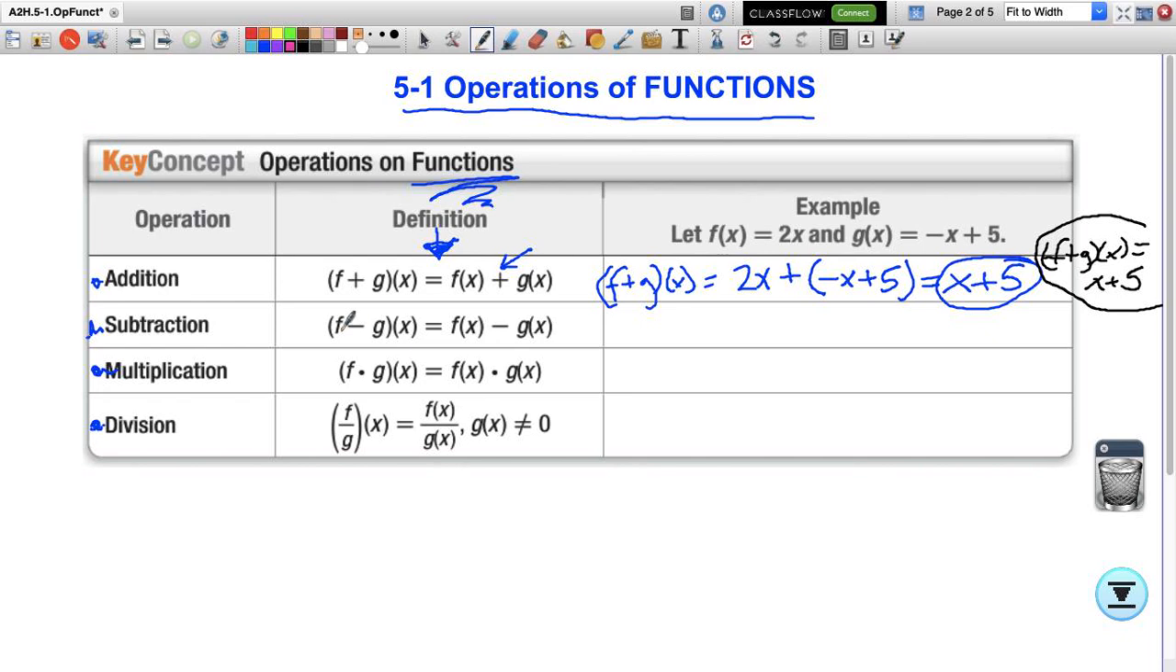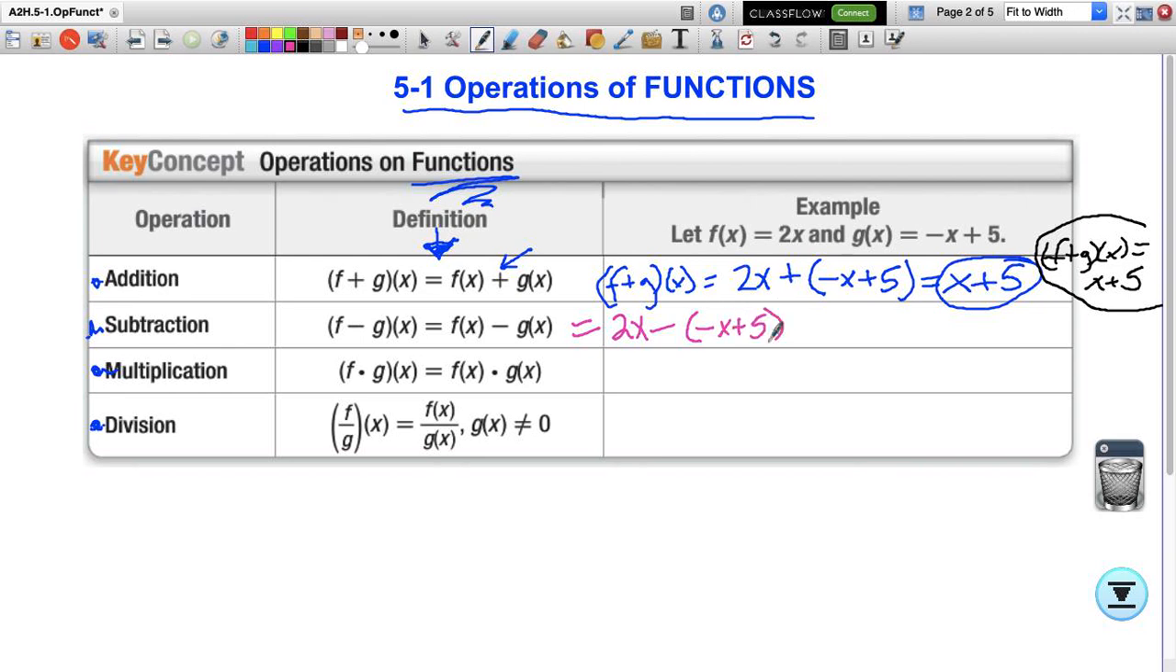If we have f minus g of x, and that's how we would read it, f minus g of x, we're going to take our f of x function and we're going to subtract from it g of x. So really, it's just like what we've done with polynomials. Let's just put an equal sign and we'll start writing our work here. So I'm going to start with my f of x, which is 2x. I'm going to subtract from it g of x, but because g of x is a binomial, two pieces, I'm going to stick them both in parentheses.